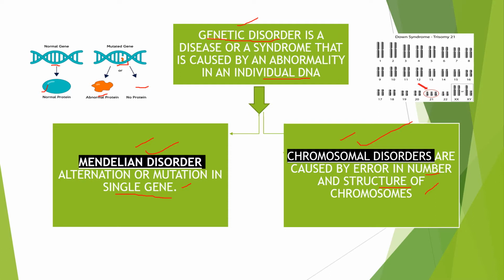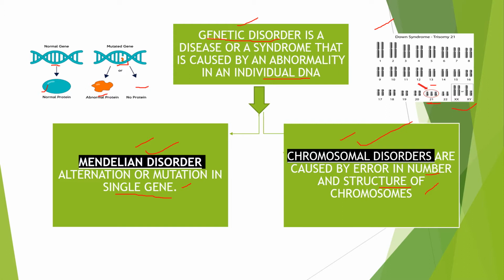And coming to chromosomal disorders, there is a change or error in number and structure. In this case, you can see Down syndrome. It is a genetic disorder. You can see the 21st pair of chromosomes here. Instead of a pair, we can see 3. We call this condition trisomy of 21. This happened because of changes, errors in the number of chromosomes, and this is an example of a chromosomal disorder.